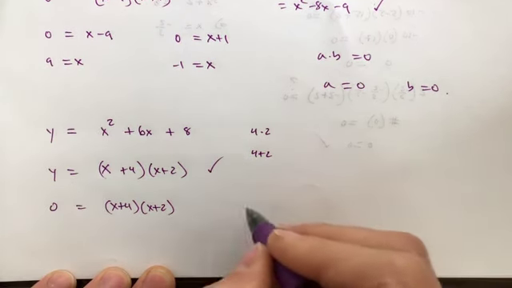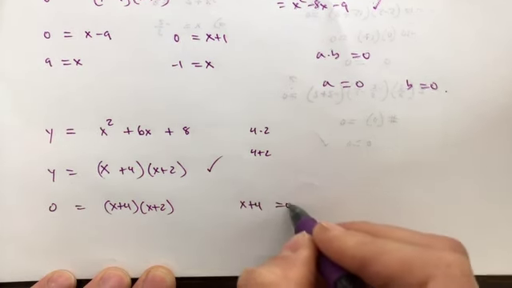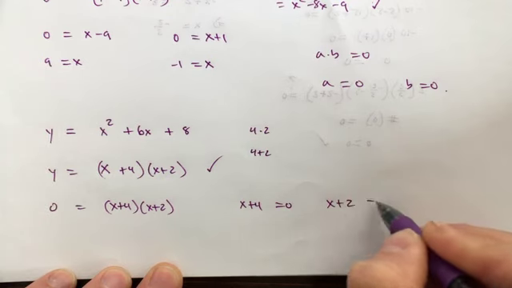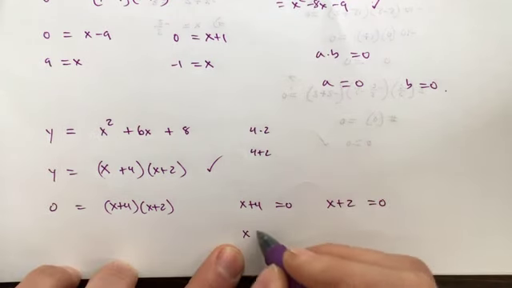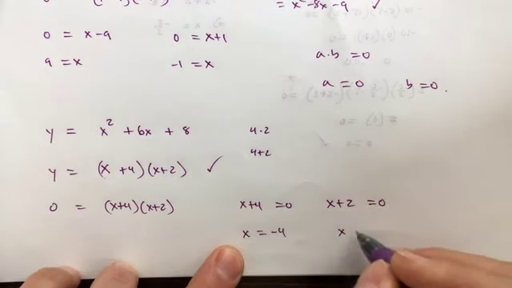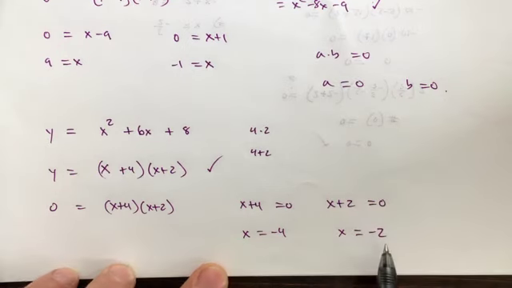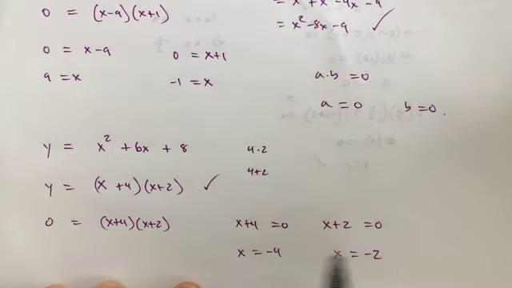Zero product property: either x plus 4 has to equal 0 or x plus 2 has to equal 0, in which case x equals negative 4 or x equals negative 2, which happen to be the opposites of those factors. So these are sort of the nicest quadratics. Okay, let's look at a slightly different kind of factoring here.